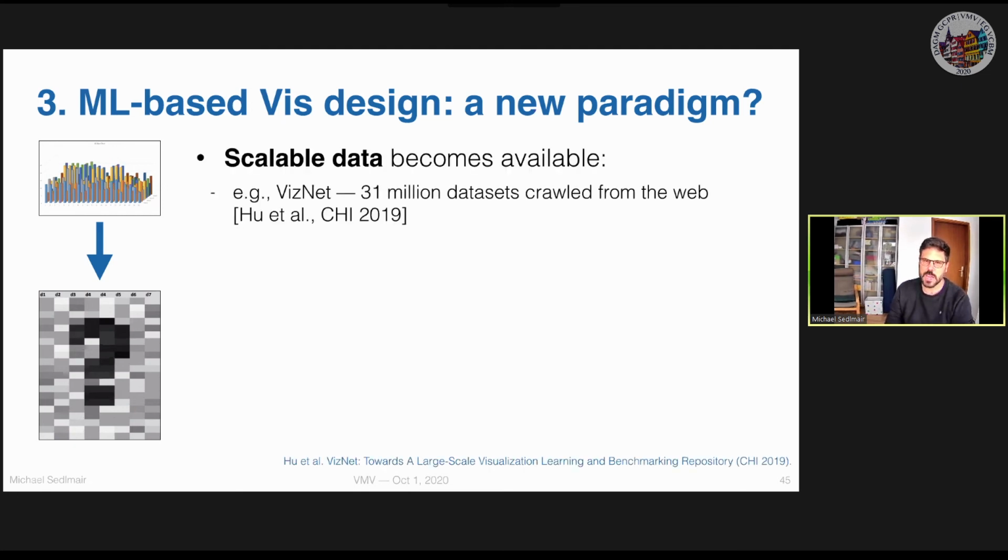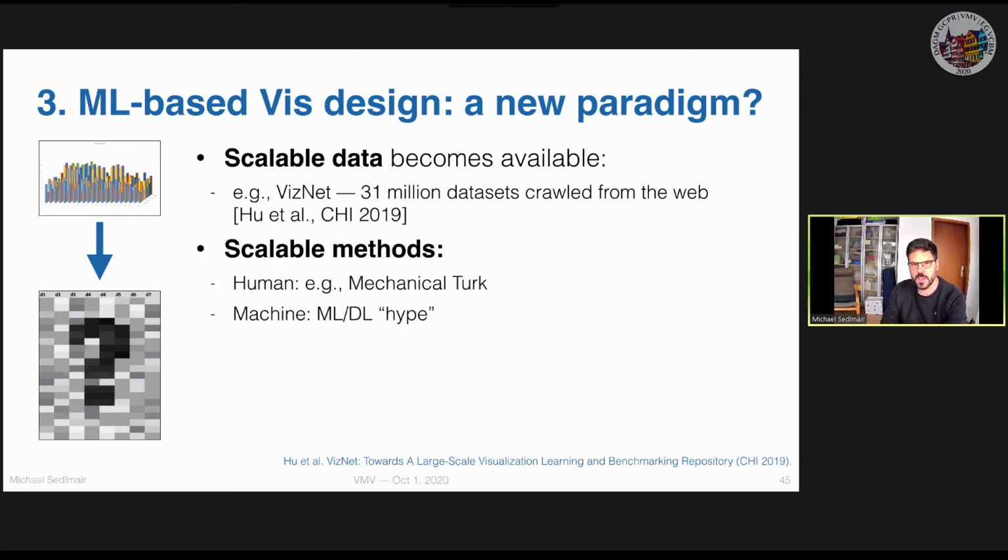So if we look out in the world, it has changed. So scalable data becomes now available. Some of you might have seen this great paper, the VisNet at CHI 2019, where they collected 31 million data sets crawled from the web that we could use for approaches to model human perception on these data sets. At the same time, we have more and more scalable methods. So our studies are not in the lab anymore, but many of them are online on Mechanical Turk.